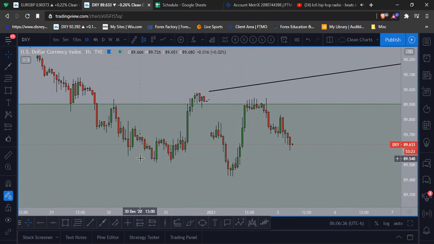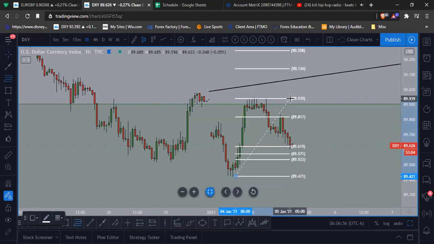It broke these lows down here, so let's say for instance somebody was trading any USD pairs and price dropped down this low, most likely their stop loss would have got hit down at these lows, then price pushed back up to the upside. So right now, what I'm looking for is I really want to see the DXY make a move right here to the upside.